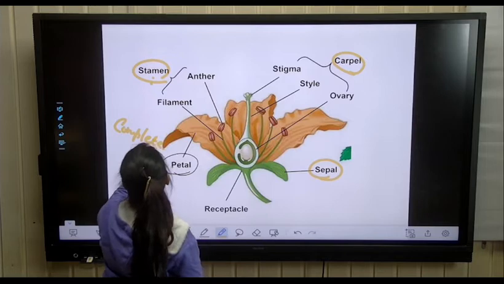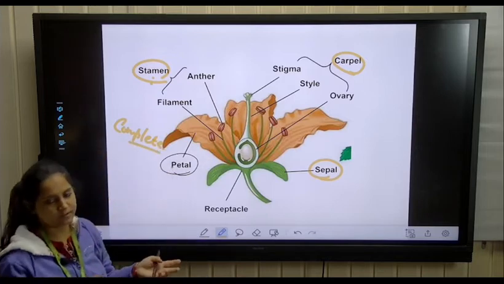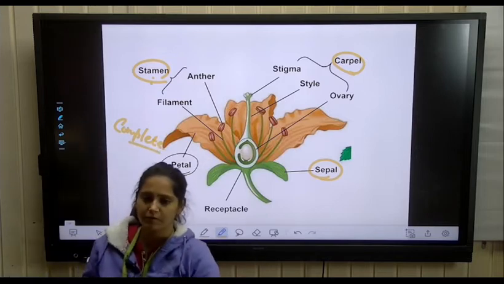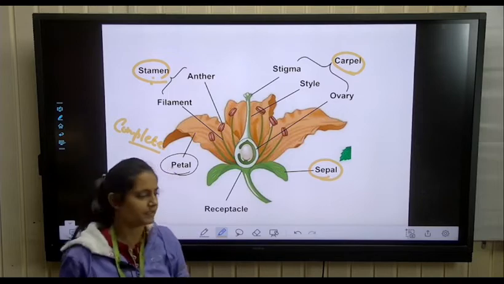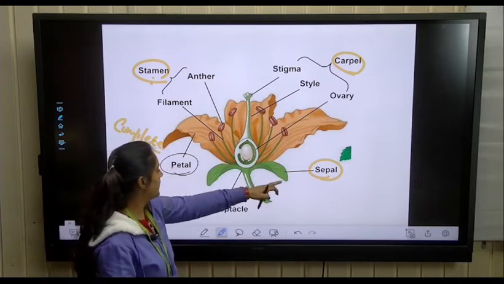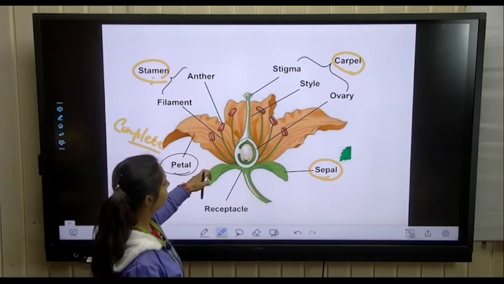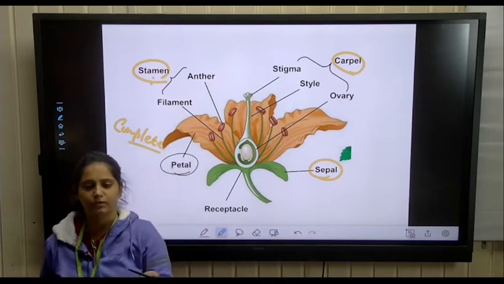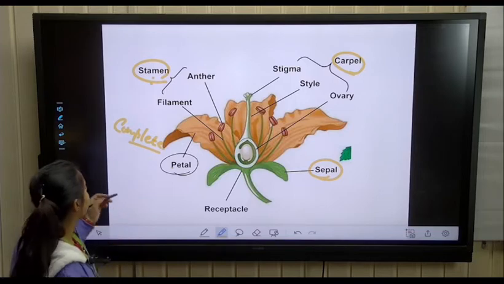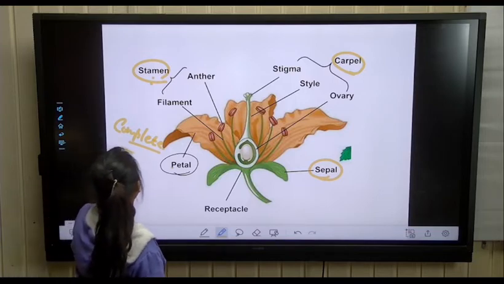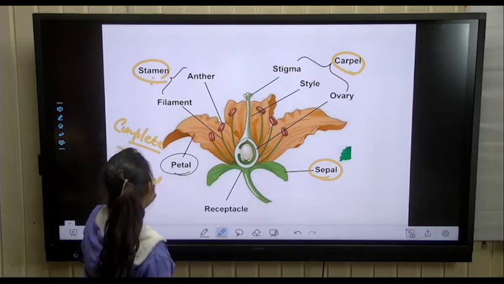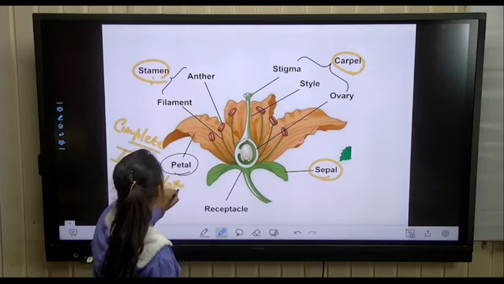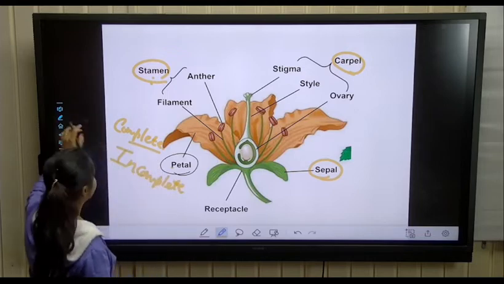And if any of them is absent, suppose if 3 are present, or if 2 are present, because stamen and sepal and petal are always present in a flower, so if male or female are absent, or female is absent only, or male is absent only, then that flower is known as an incomplete flower. So here we are discussing the complete flower.